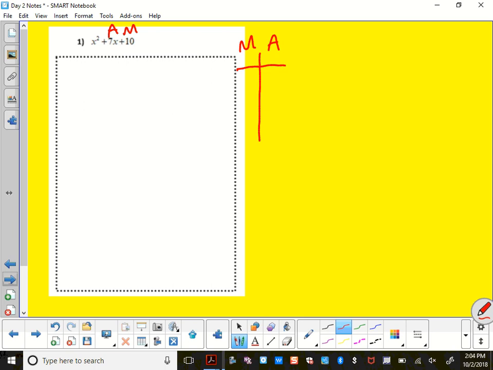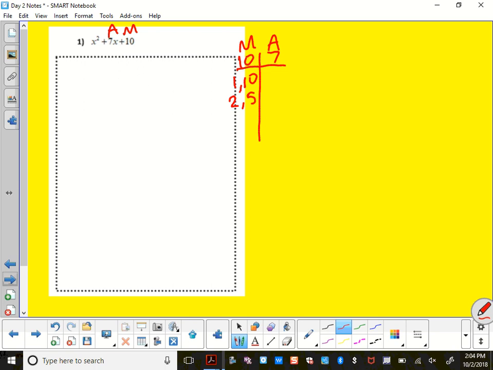This chart is very important. So what number is under my N? 10. That means multiply. What number is under my A? 7. And that means to add. So I need multiples of 10. What two numbers can multiply to give me 10? I will start with 1 and 10, and then 2 and 5.